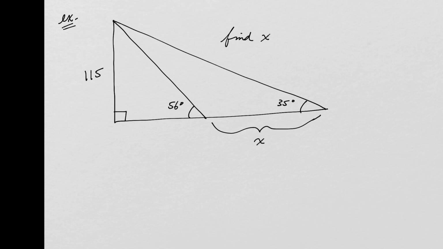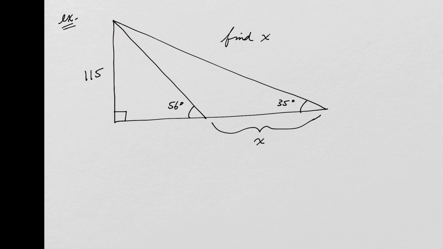Okay, so how do we do that? Well, we can't easily do it directly, right? Because if you look at the triangle that contains x, it's this one right here, that's not a right triangle, right? So we can't use trig functions directly to find that length x. However, if you look closely here, I have a large right triangle, and I have this small right triangle.